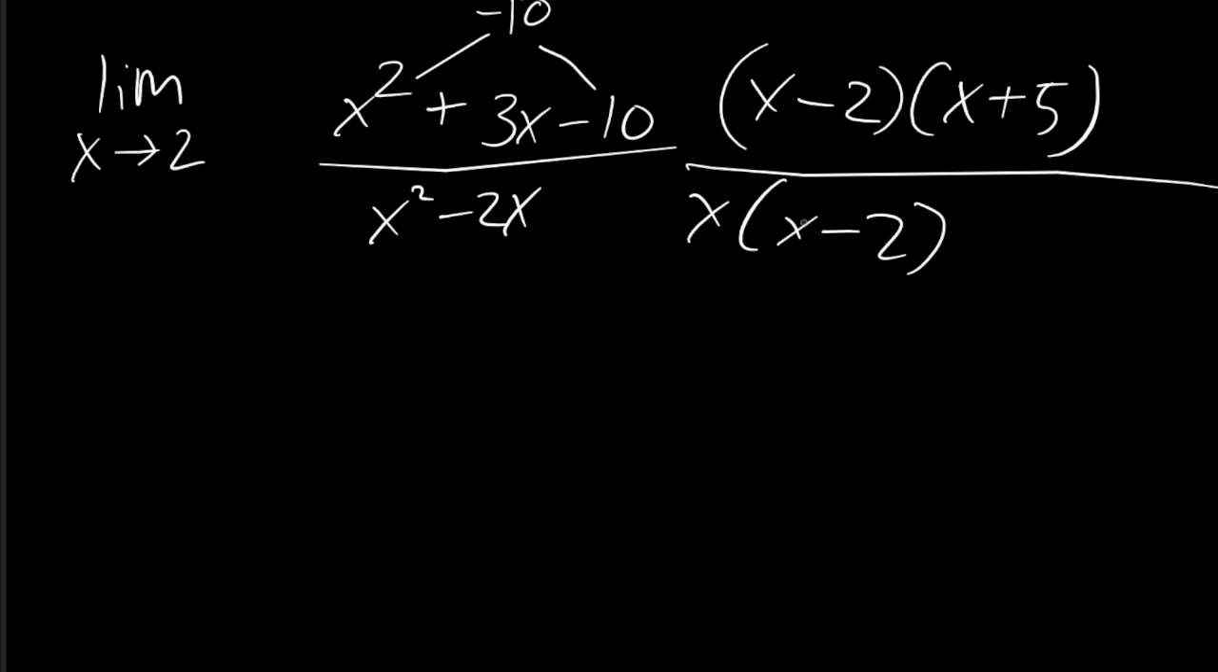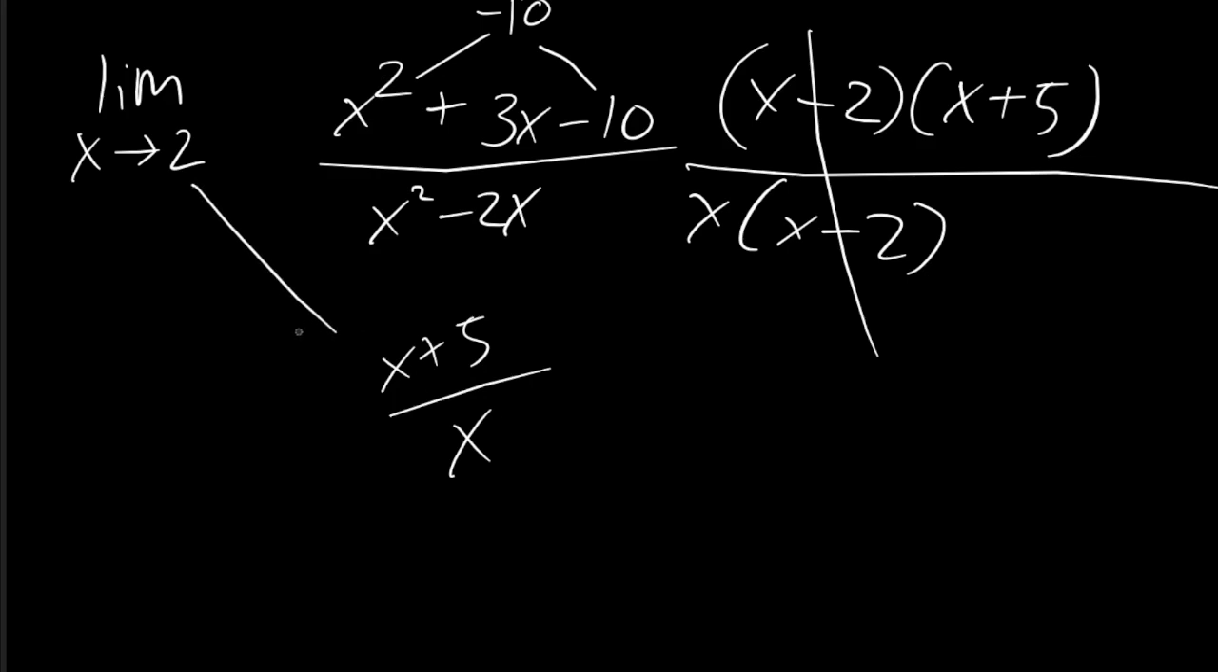So, once again, we see two things that are exactly the same, x minus 2 and x minus 2. Let's cancel them out, and we get x as the denominator, and on the numerator, we have x plus 5.